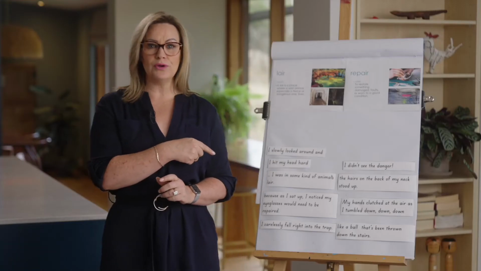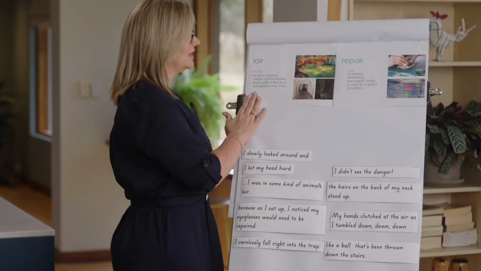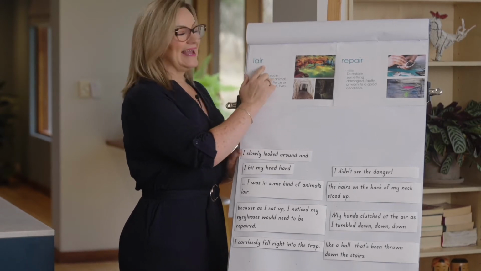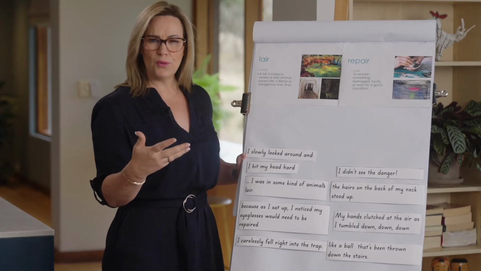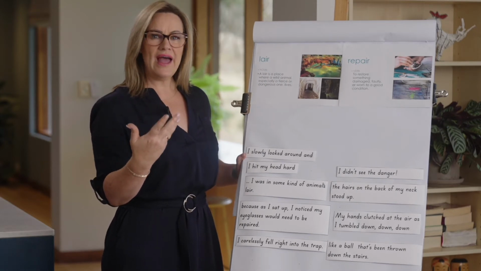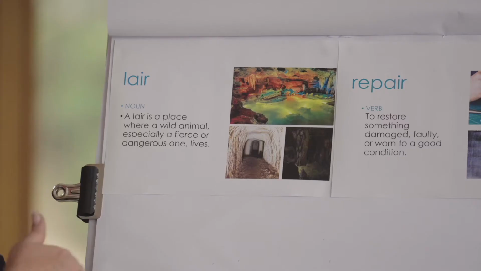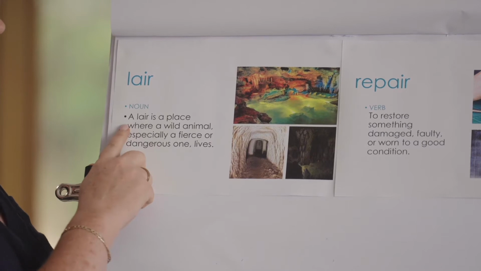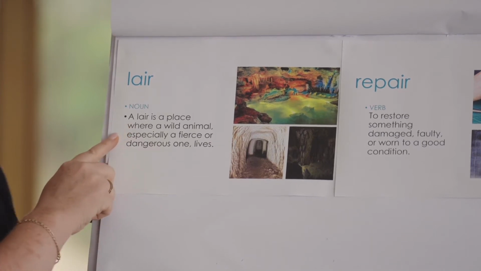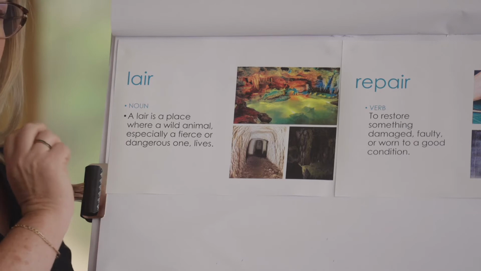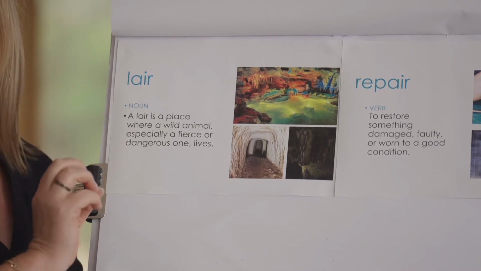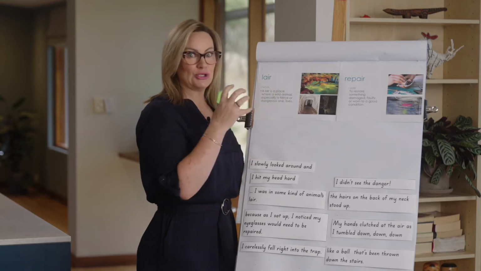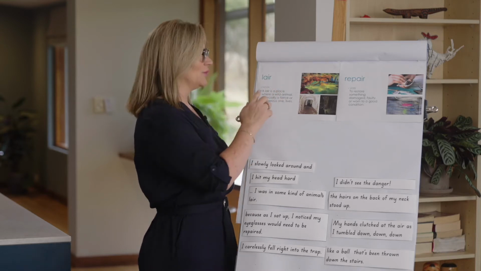Come across to the board to our very first word here. So the word is lair. Have you heard that word before? If you haven't, now listen to the definition. It's a noun, it's a place. A lair is a place where a wild animal, especially a fierce or dangerous one, lives. Okay, so it's quite dramatic. It's got lots of drama around this word, a lair.